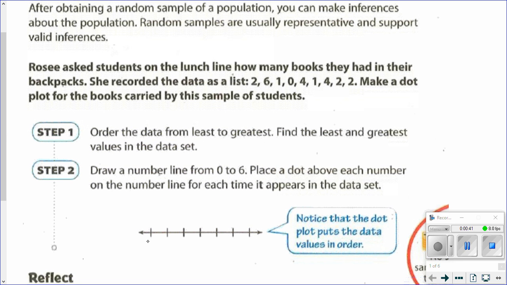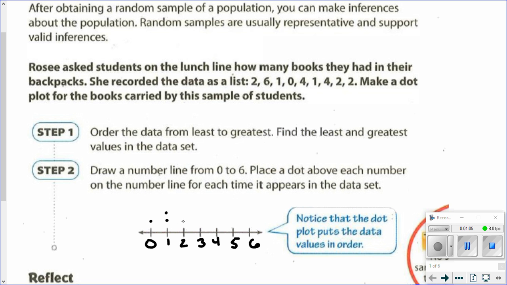It goes from 0 to 6. So 0, 1, 2. Don't skip any numbers. This needs to be sequential. 5 and 6. And then I'm just going to put a dot for every time that number occurs. So in my data set here, there's one 0. So I put 1 dot. And I see how many ones there are, and there's 2 of those, so I put 2 dots.